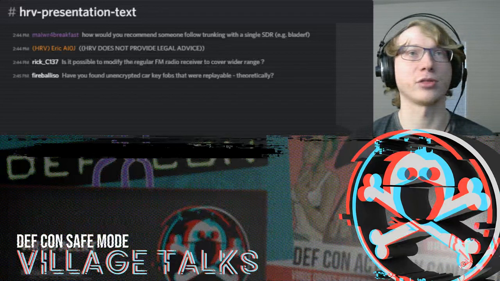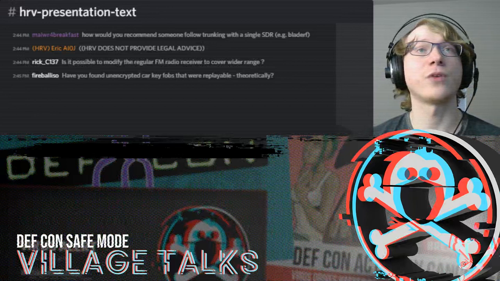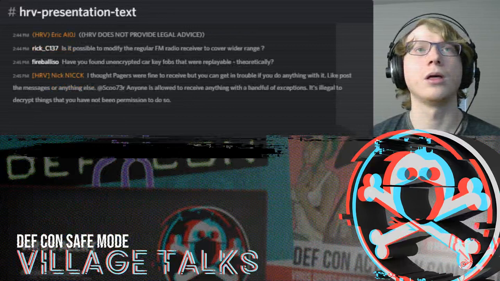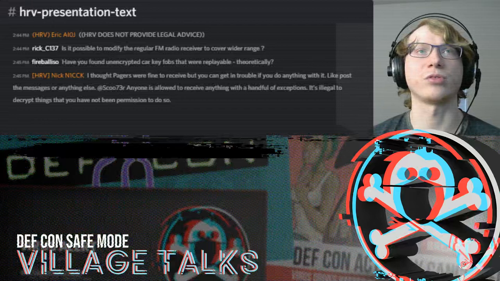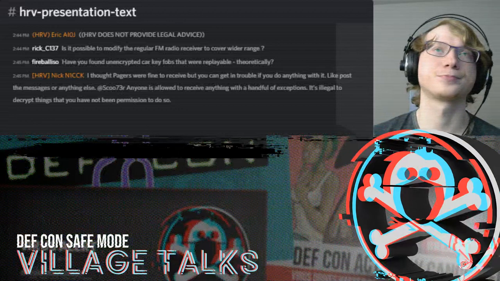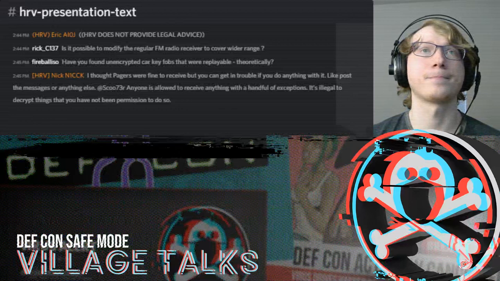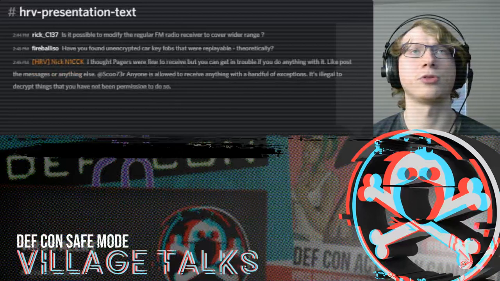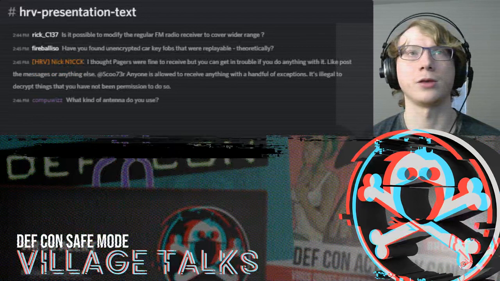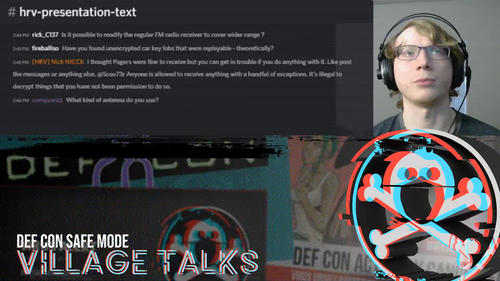I actually really like radars, that's why there were so many radar images. Have you found unencrypted car key fobs that were replayable? Yeah, there's supposedly a bunch. I haven't found any because I just don't look for them. The pager stuff is complicated, definitely. But from what I understand, a lot of car key fobs can be replayable. I don't think very many of them are encrypted in any way. It's usually just, like, a number that sends them.